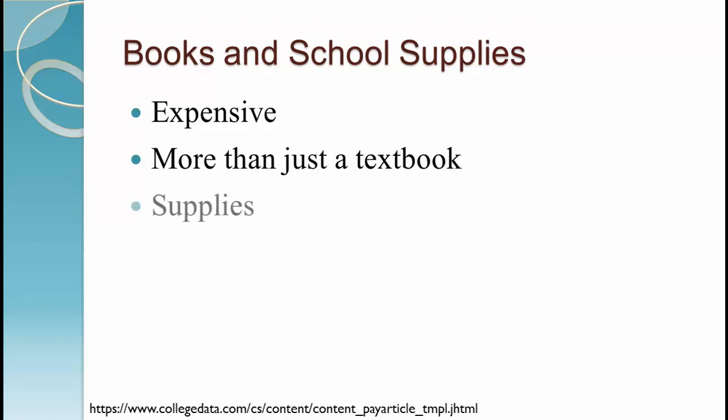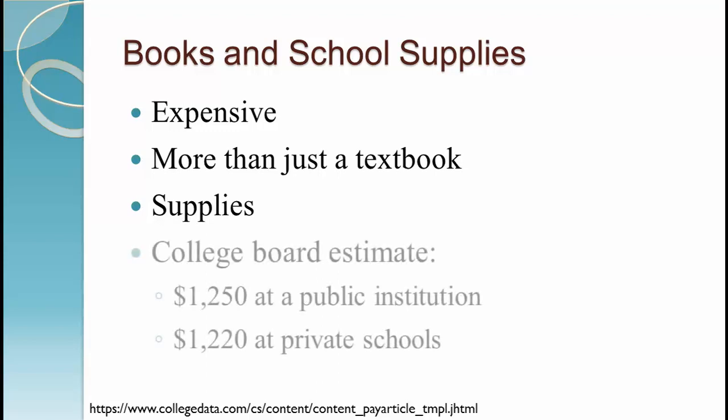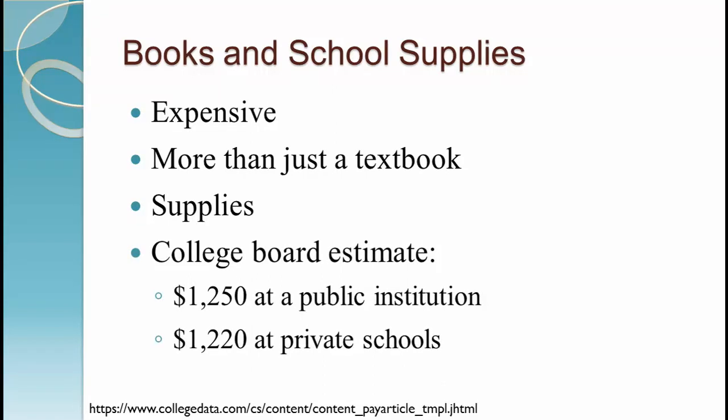Other supplies might include pen, paper, and a computer or tablet. It might also include course supplies such as paint for an art class or a circuit breadboard for an electronics class. The College Board reports that in 2017-2018, this averaged $1,250 at public colleges and $1,220 at private colleges. To me, that seems a little low.